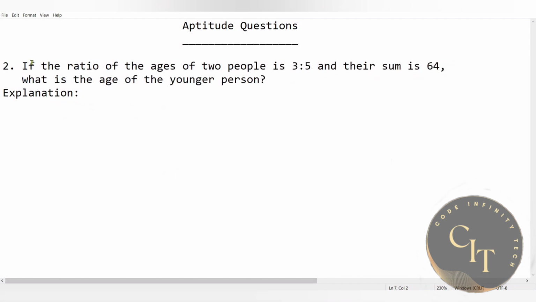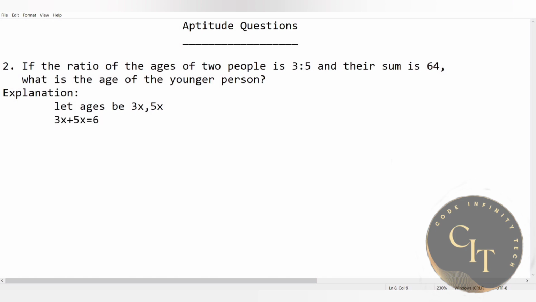Now let's get into the second question. If the ratio of the ages of two people is 3:5 and their sum is 64, what is the age of the younger person? So pause the question first and try it on your own and later look at the solution. So coming to the solution, let their ages be 3x and 5x.